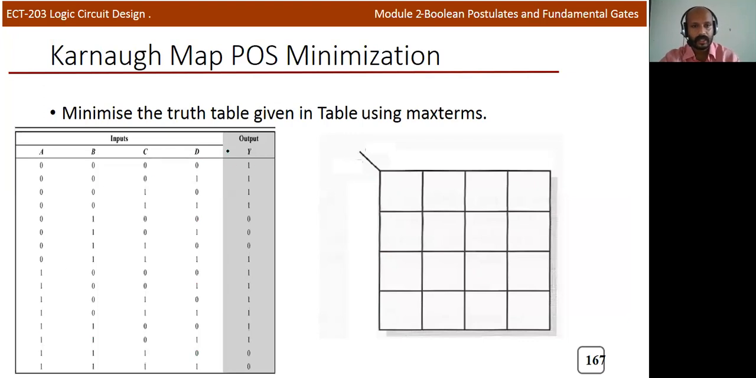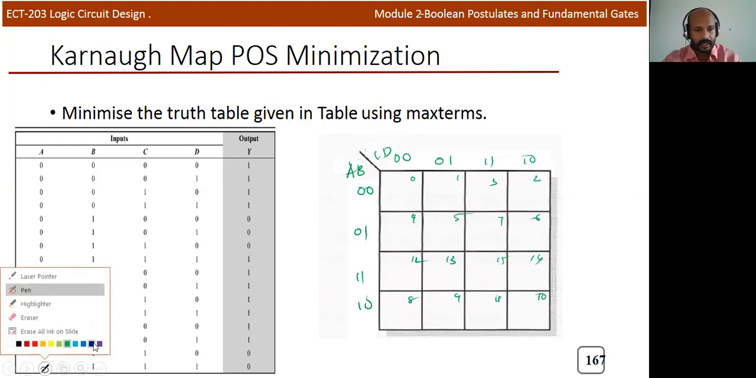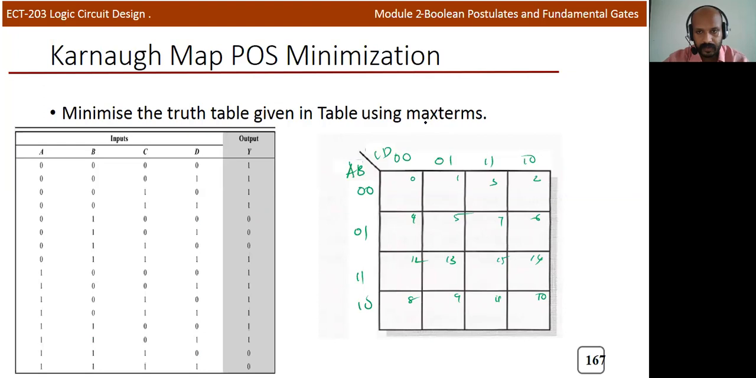In this particular question, the function is given in truth table form, so you need to directly map the 0 values. Here it is A, B, C, D. Here it is 0, 0, 0, 1, 1, 1, 1, 0. Here it is 0, 0, 0, 1, 1, 0, 1, 1. So you can number 0, 1, 2, 3, 4, 5, 6, 7, 8, 9, 10, 11, this is 12, 13, 14, and finally 15. In this particular problem, we need to indicate zeros because we need the result in terms of max terms.